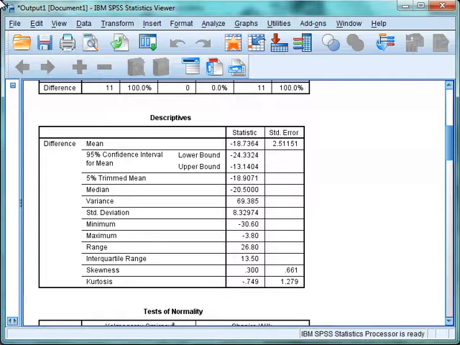The first box we want to look at is the descriptives box and the skewness and kurtosis values. As mentioned in previous screencasts, we want the ratio between the statistic and the standard error for both skewness and kurtosis to be less than 1.96. In this example, it appears that these values are both less than 1.96, which suggests we can assume that the data is normally distributed.